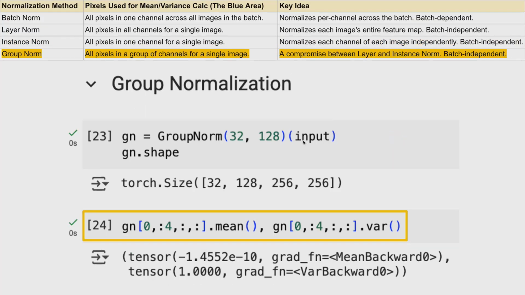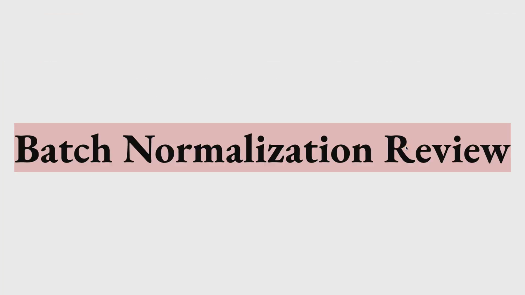And finally, we have the star of the show. We have group norm: all pixels in a group of channels for a single image. Right? So here's a single image. We take the first one out of 32. We take the group of channels. So I chose G, which is the number of groups, as 32, which is the default in the paper. 128 divided by 32 groups gives you 4 channels per group. So I'm looking at the first 4, and then I'm looking at 256 by 256. And again, we see that the mean is 0 and the variance is 1. So that's the last example I have in terms of looking at this code.